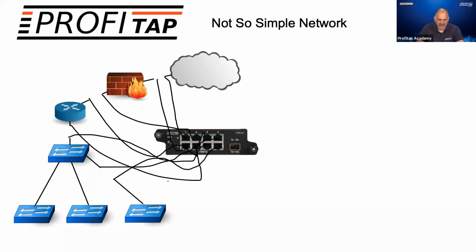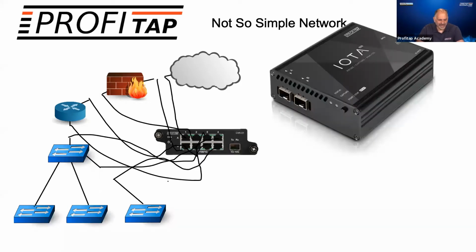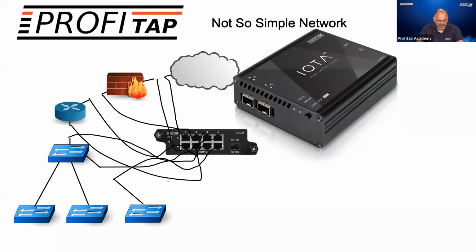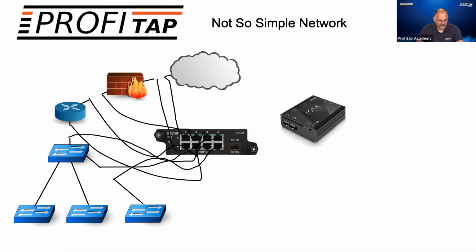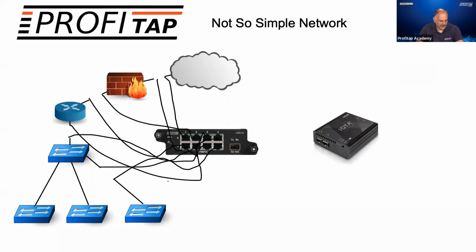Then I could come in, I could go to my analyzers, I could grab a 10 gig IOTA, I could throw that in here, and come out of my 10 gig port. A lot of times I'll just use a DAC cable. I could use a fiber, I could use copper, I could come out of here, plug that in there, and away I go. So now I'm capturing, I've broken into 4 of those links.